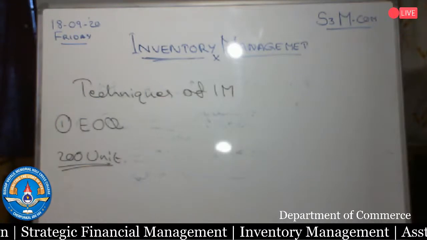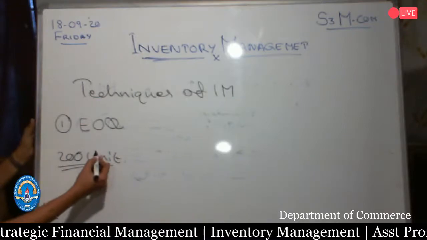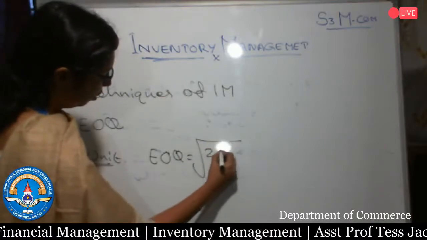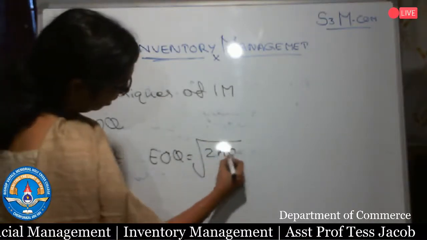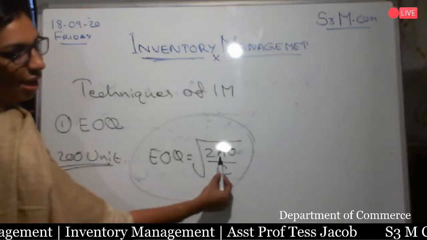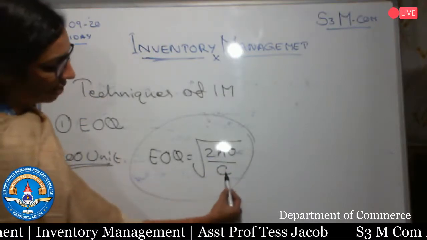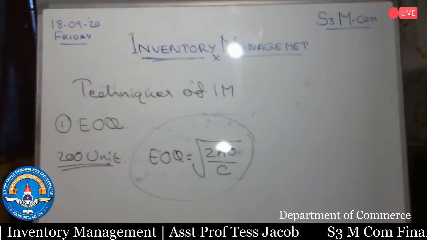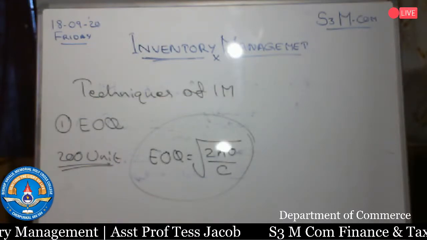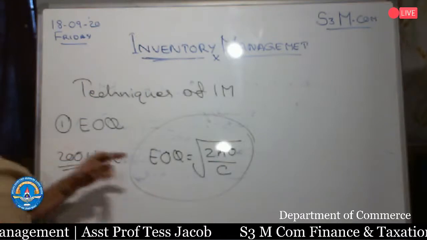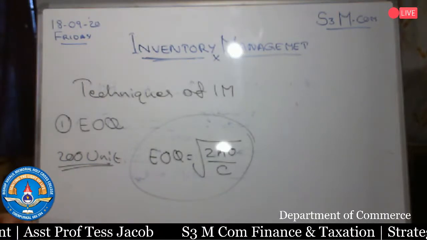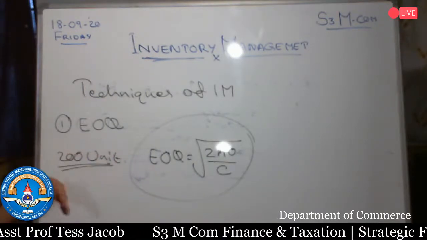So there is one equation for the calculation of EOQ, that is EOQ is equal to root 2AO divided by C. This is the equation for the calculation of EOQ. A denotes annual consumption, O is ordering cost and C is carrying cost. There are a few problems associated with the calculation of economic ordering quantity. When we are calculating the EOQ, directly they will give annual consumption, ordering cost and carrying cost in the question paper. So we will discuss the problem associated with EOQ in the next class.